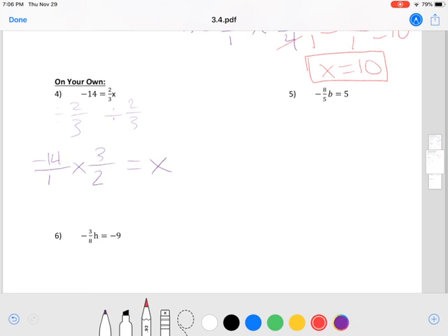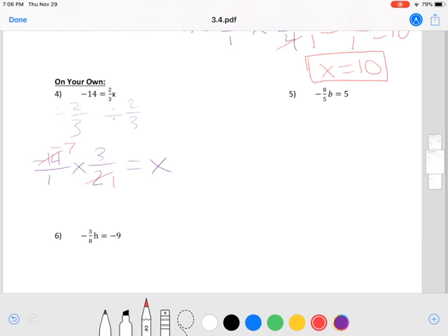Again, if you prefer to multiply straight across first and then simplify, you're more than welcome to do that. I prefer to simplify first because you have smaller numbers. Just looking diagonally, 1 and 3, nothing else is going to factor into 1 and 3, so we can't make them any smaller. But 2 and 14 are both divisible by 2, so I'm going to cross cancel. 2 divided by 2 is 1, and negative 14 divided by 2 is negative 7.